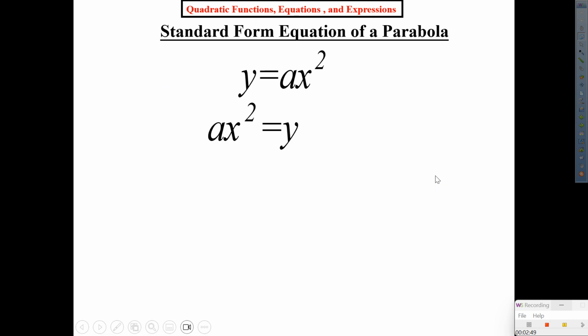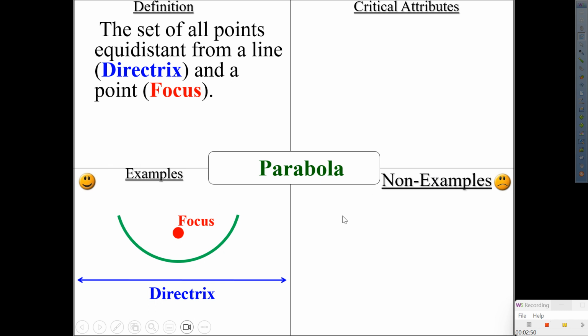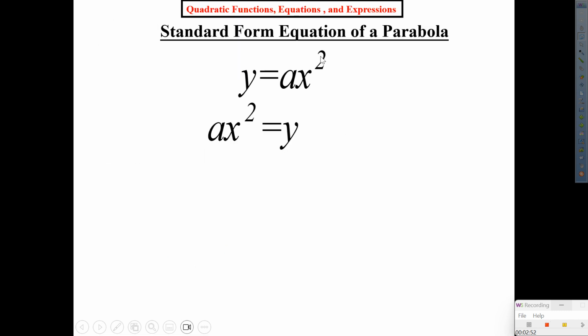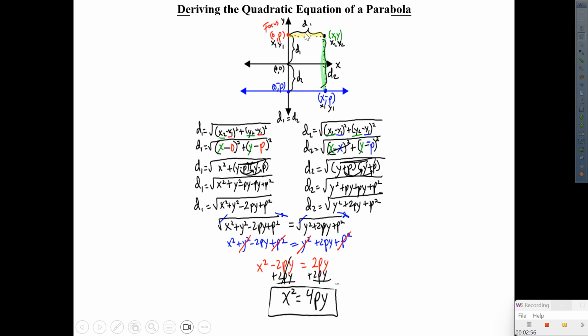Yeah, a set of points equidistant to a line and a focus. There they are. From there we got to coming up with an equation. Do we know how to derive that? Yes, you're experts.